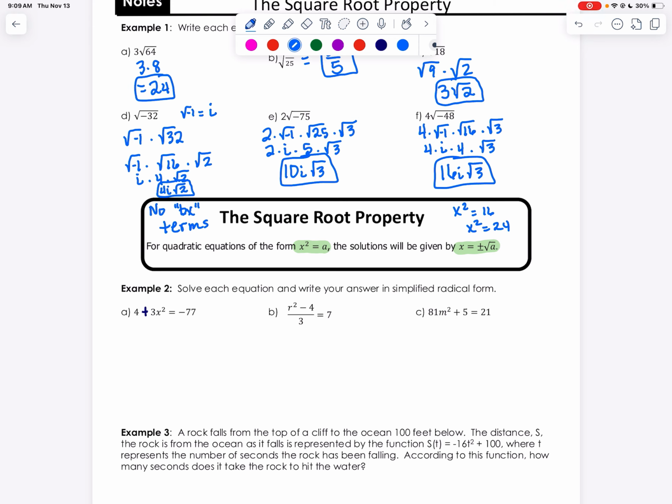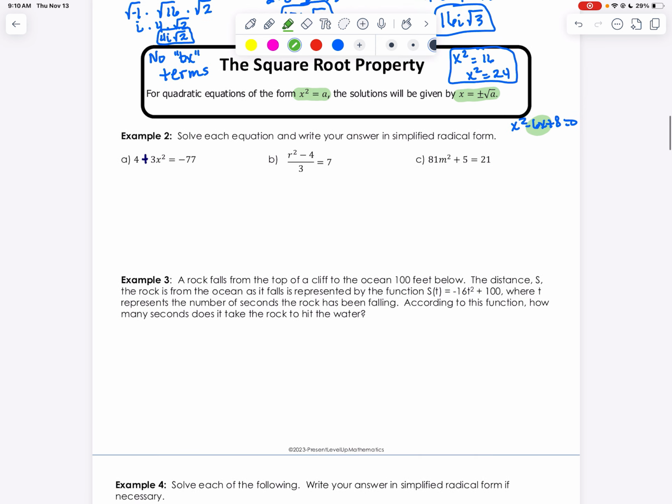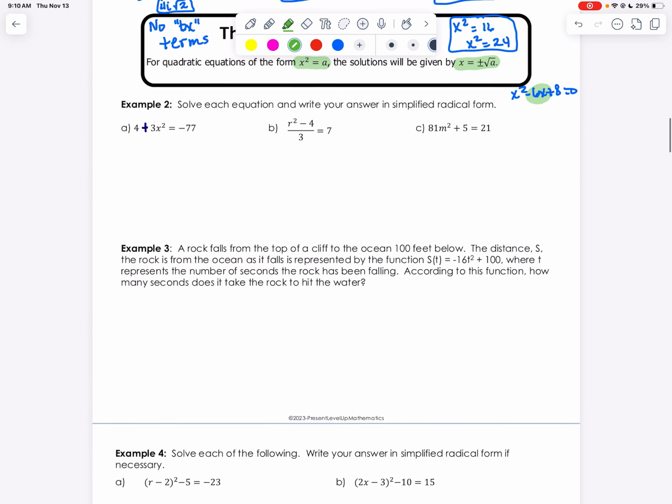So the square root property is a very useful way to solve problems that look like this, but it wouldn't really work on problems that look like this, x squared minus 6x plus 8 equals 0, because you've got that b term. You're going to have to use something like completing the square or quadratic formula. So again, it only works if there's no bx term. All right, so it's limited in its usefulness, but when you can use it, it makes your work much quicker.